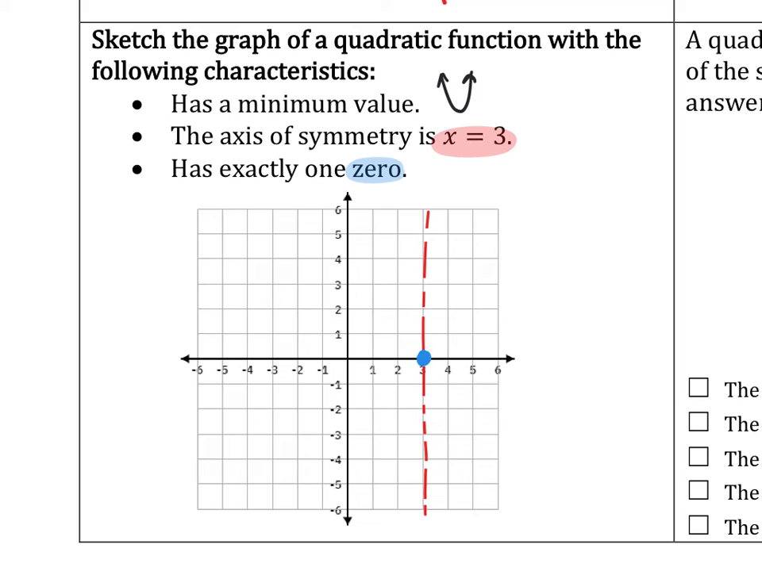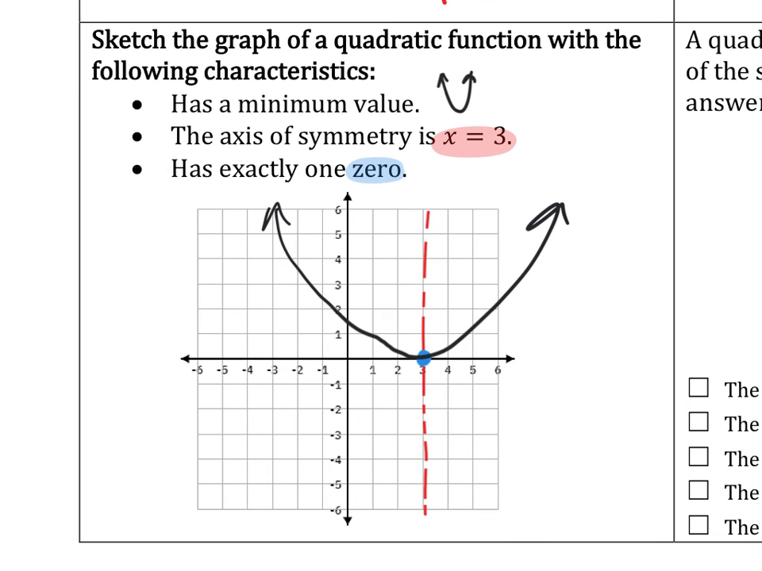So it doesn't really matter how wide you draw it because it didn't give us much information, so long as you cross only at that zero. You could have made it a little skinny parabola, but I decided to make mine large and in charge. It has a minimum value, has an axis of symmetry at x equal 3, and has one zero instead of 2.